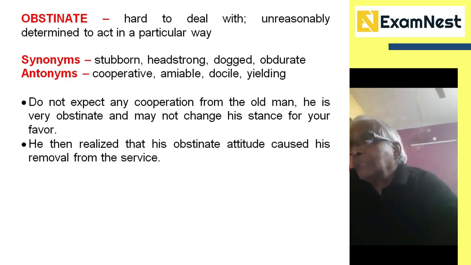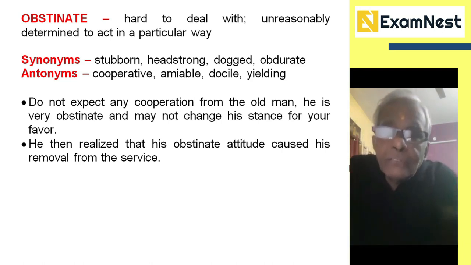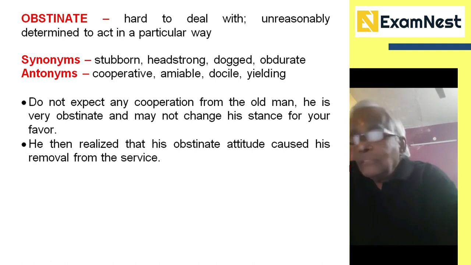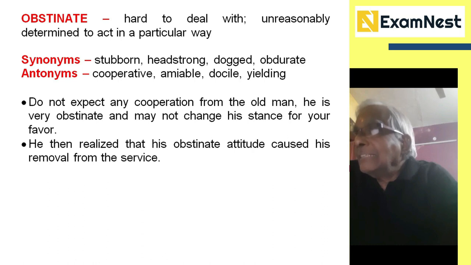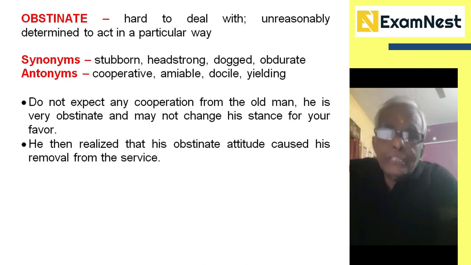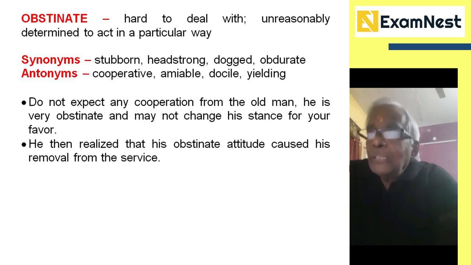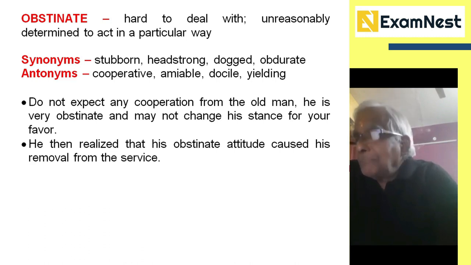You could call him a stubborn person, a headstrong person, a dogged person, an obdurate person. One who doesn't compromise, uncompromising. You have the word intransigent, I-N-T-R-A-N-S-I-G-E-N-T, intransigent, intractable, right? Sometimes you use the word unbending, mulish, M-U-L-I-S-H, mulish, pig-headed. A pig-headed person could be very obdurate.